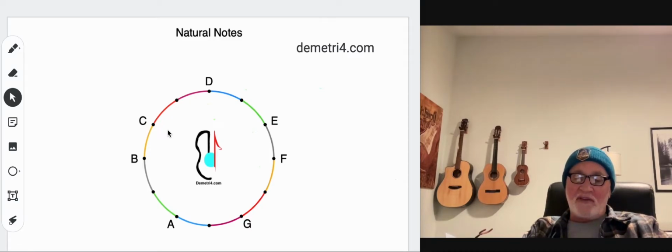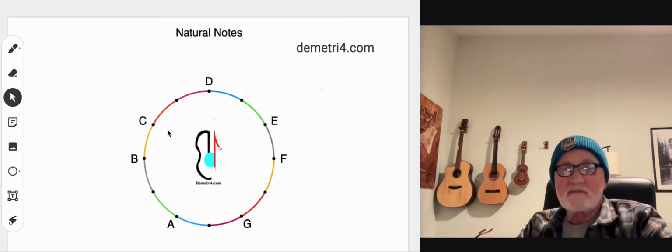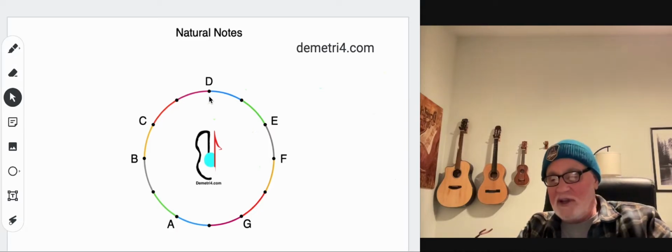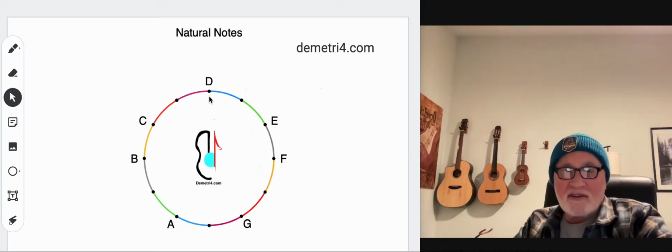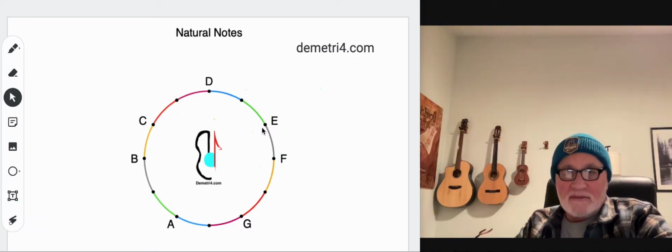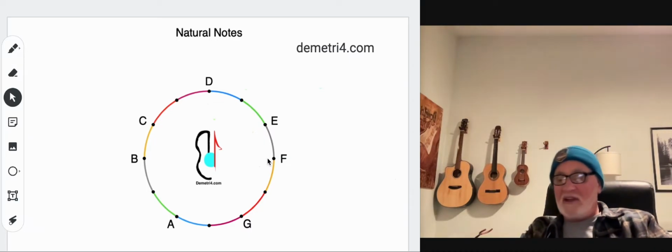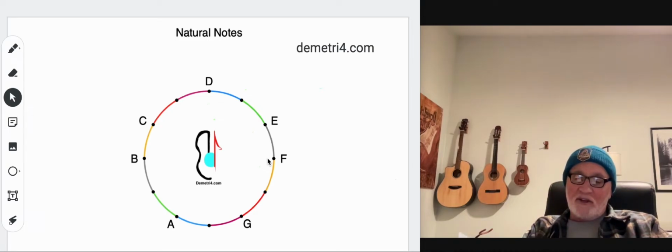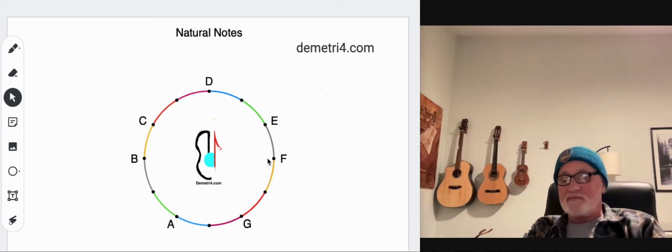Earlier, we looked at the C major tetrachord on the natural note circle. C to D is 2 dots. 1, 2. D to E is 2 dots. 1, 2. And E to F is 1 dot. 1. It is the first step to building a C major scale. Let's continue our journey around the natural note circle in your workbook.